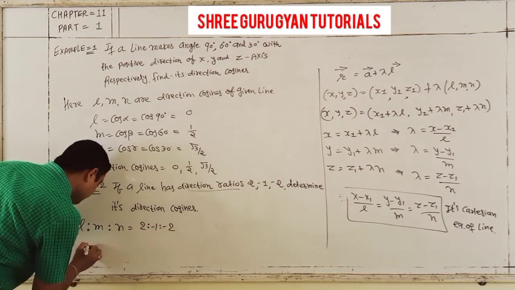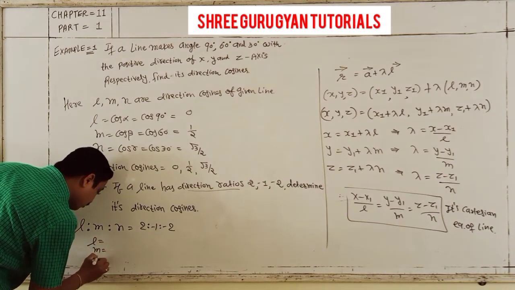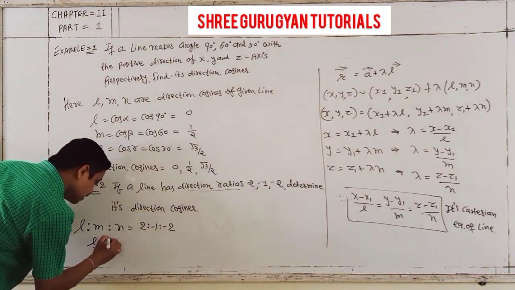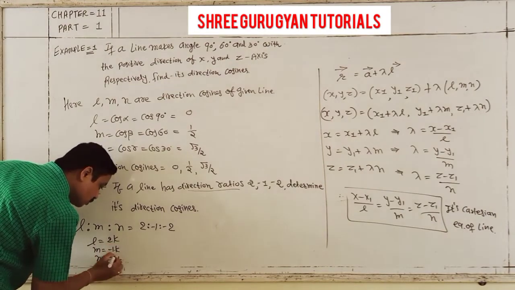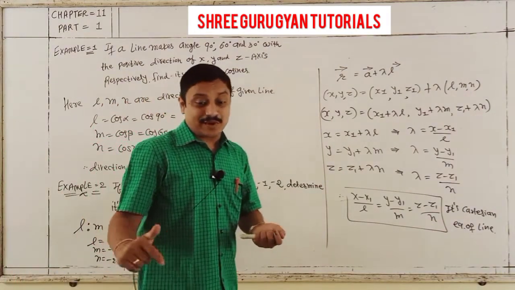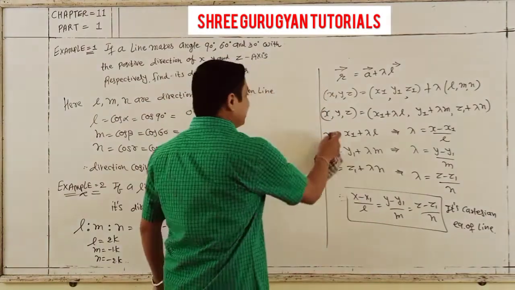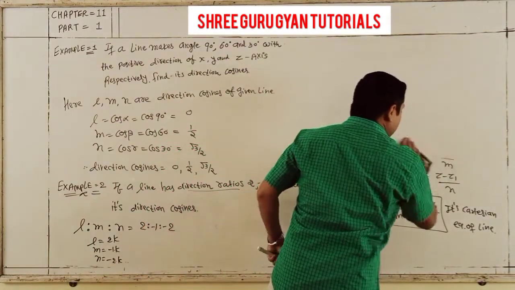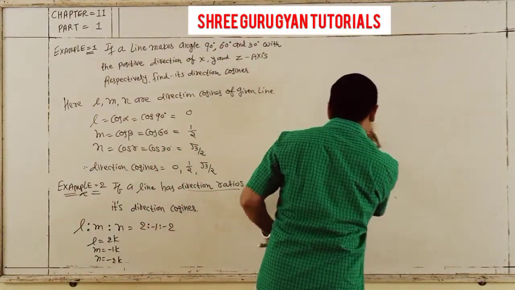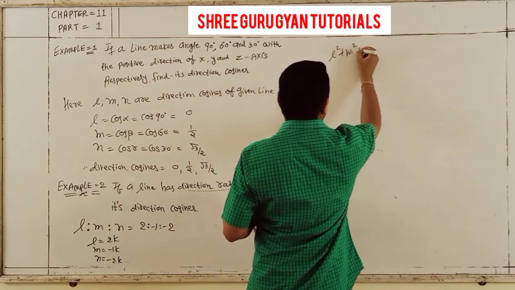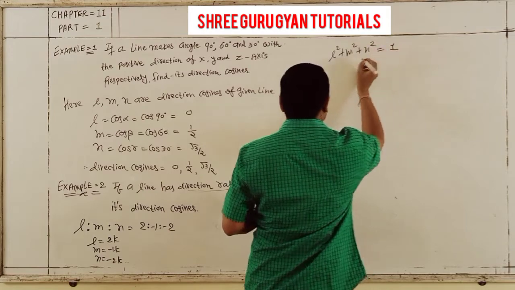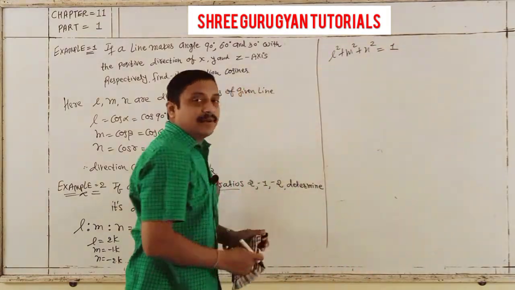So easily you can cover L, M, N values in some constant, just like 2k, -1k and -2k, and the sum of squares, you know students, is easily 1. And that way I just easily find out my values. L square plus M square plus N square is equal to 1, and apply the values.